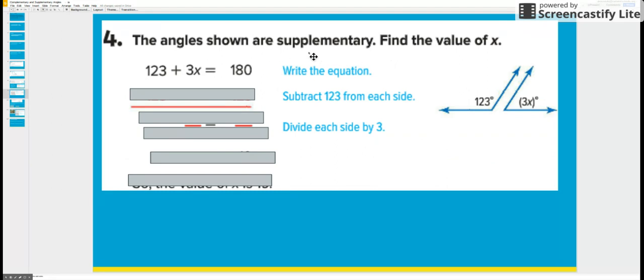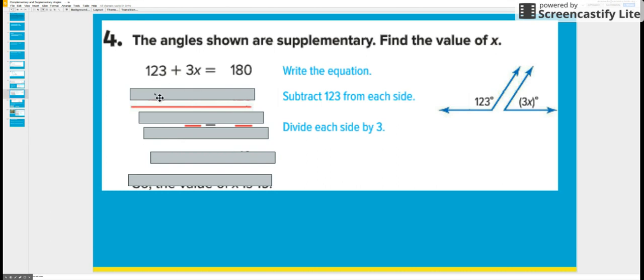All right, so let's look at number 4. The angles shown are supplementary, so that's already given to us. The sum of these two angles, we know already, is 180 degrees. So we have to find the value of x here. So let's add these two and make them 180 degrees. 123 plus 3x has to equal 180 degrees.